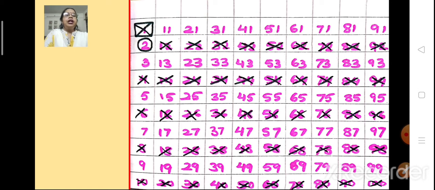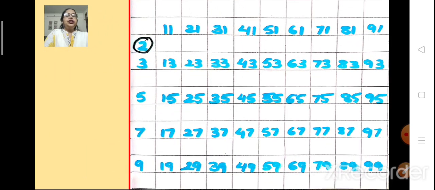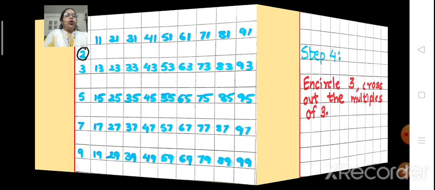That means all the multiples of 2 we have crossed out, like 12, 22, 32, 42. All the even numbers we have crossed out. Now we have also removed the crossed out numbers. So what are we left with? We have 2, 3, 5, 7 and 9 and the other odd numbers here. Now in the next step, what do we do?